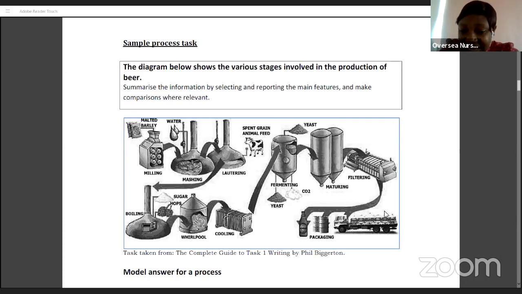The final stage is packaging. From filtering, it proceeds to the final stage of packaging, where the made beer, or the prepared beer, is put into cans and drums and bottles and vehicles.